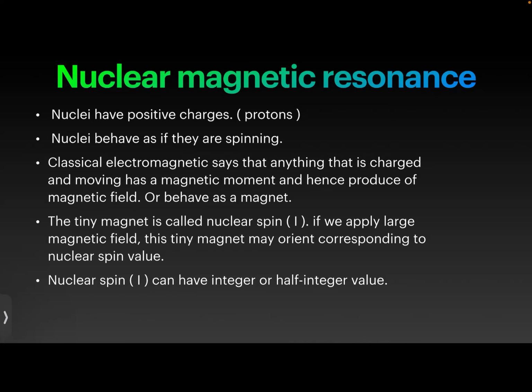And if we put our tiny magnet, which has a nuclear spin, we can denote some value according to the number of protons it has. If we apply a large magnetic field, that tiny magnet will orient in a particular direction, and it has a number of orientations, which we give the value m_l. Nuclear spin can have an integer value or a half integer value. Integer values can be 0, 1, 2, 3 like that, and half integer values are 1/2, 3/2, 5/2. That will depend on how many nucleons there are in your nuclei.